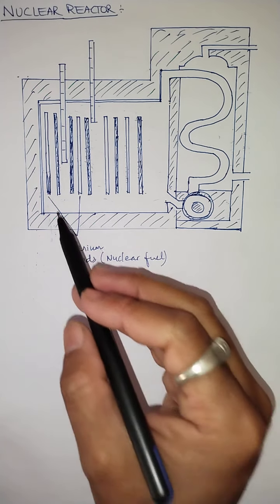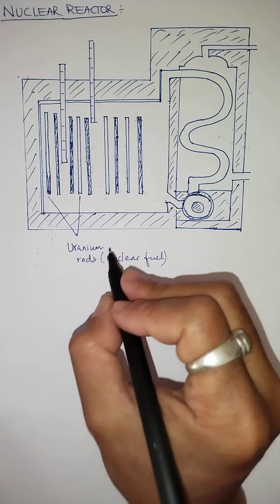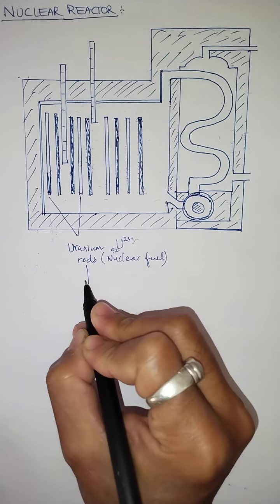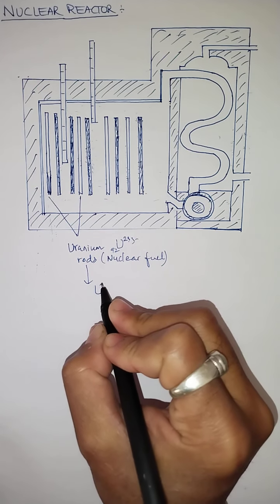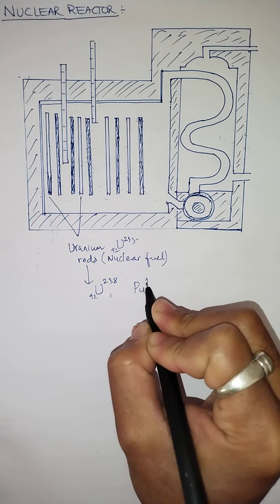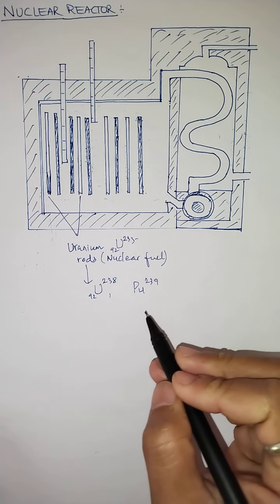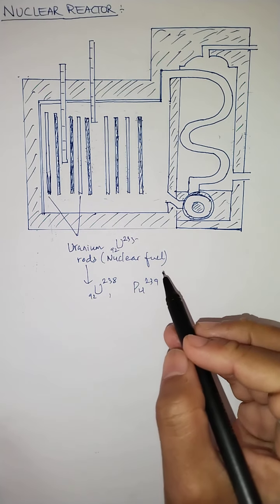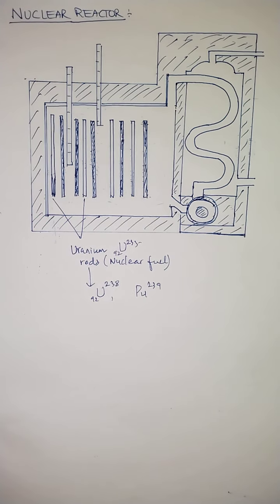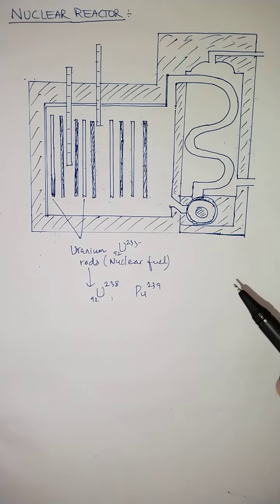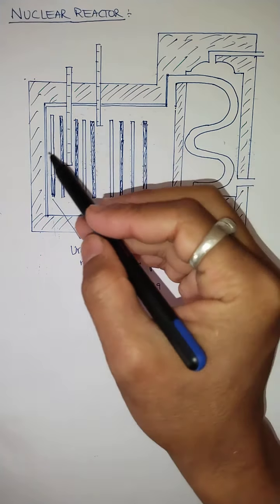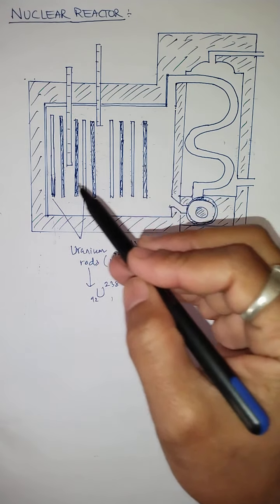Commonly we are using uranium rod, like uranium 235. But other than uranium 235, we can use uranium 238. We even use plutonium 239. These are the most commonly used nuclear fuels in a nuclear reactor. And children, if you look at this diagram, these rods are placed in a calculated geometrical lattice, meaning at a calculated geometrical distance from the other rods.